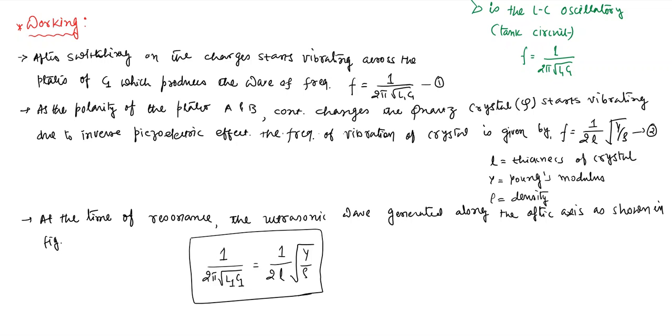At this time, the wave with maximum amplitude is generated as it is the resonance condition, and at that time we get the ultrasonic waves along the optic axis.